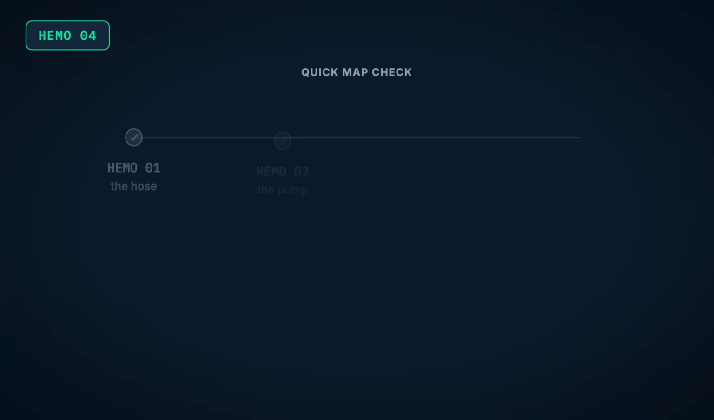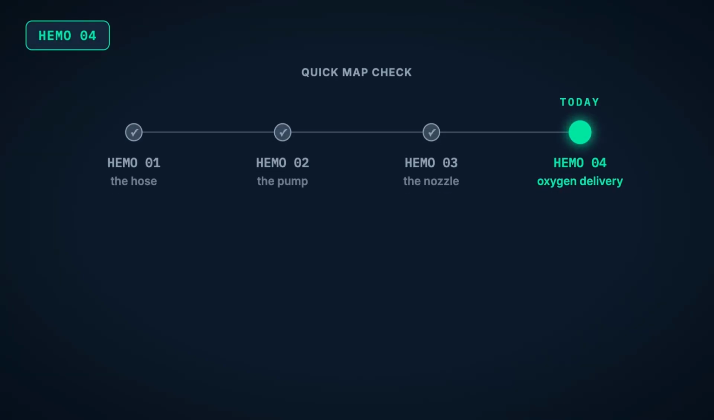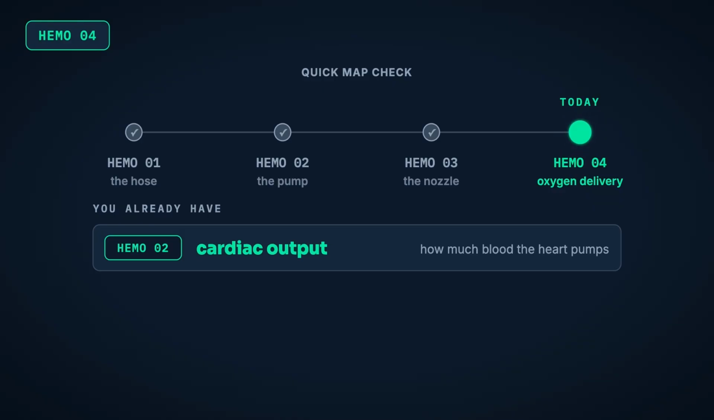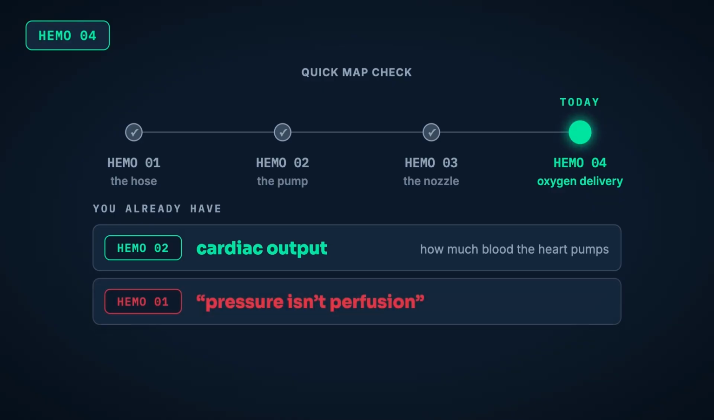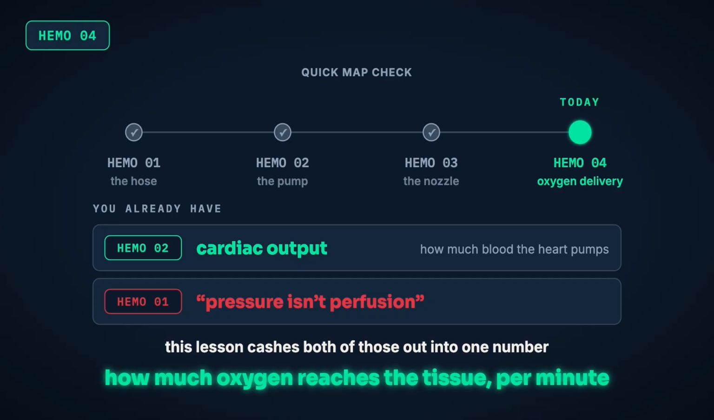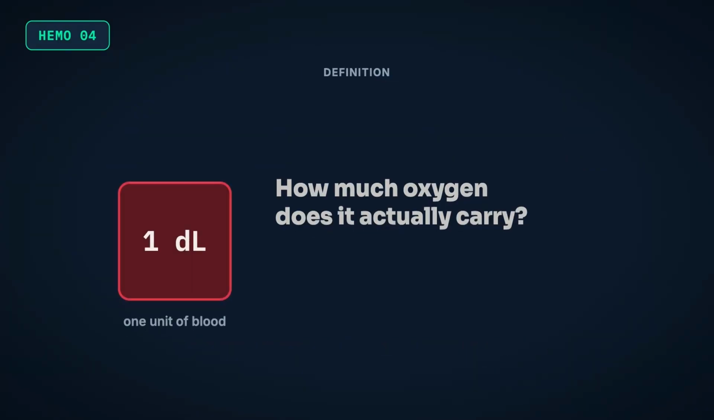This is HEMO4. You already have cardiac output from HEMO2, how much blood the heart pumps, and you have pressure isn't perfusion from HEMO1. This lesson is where those two ideas cash out into a number you can actually calculate. How much oxygen is reaching the tissue per minute? Start with 1 unit of blood. How much oxygen does it actually carry?